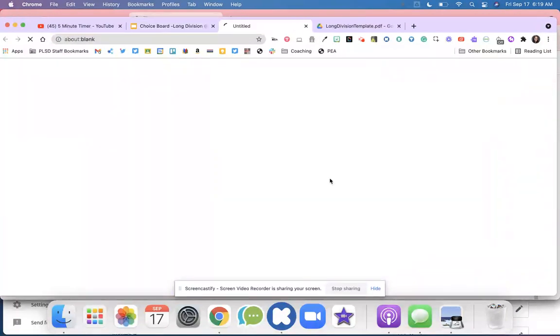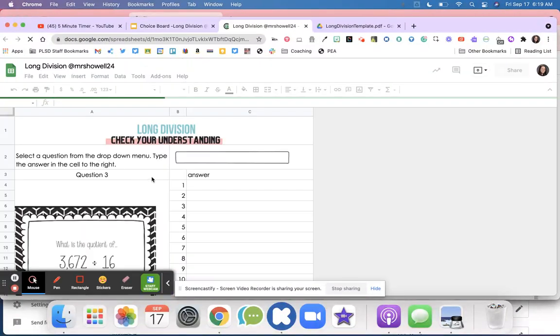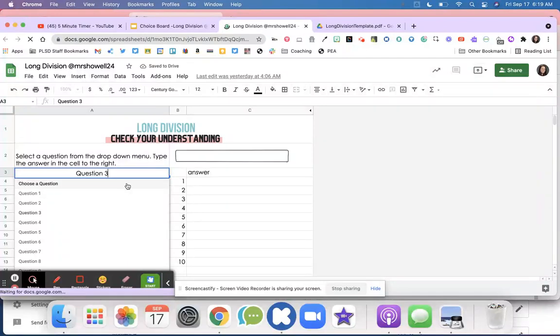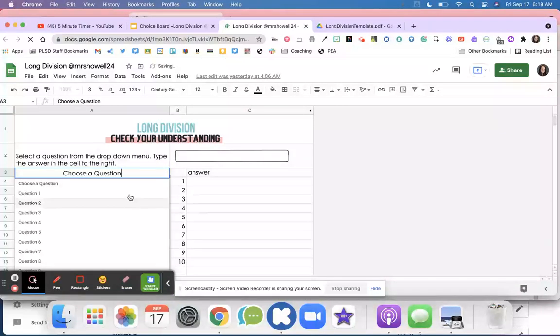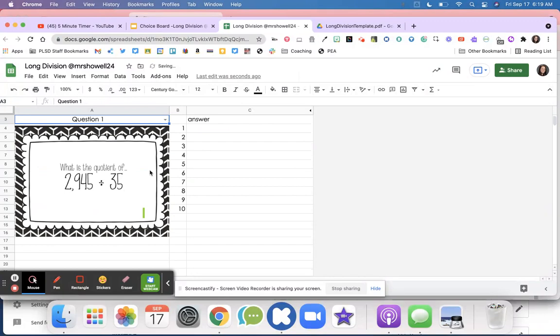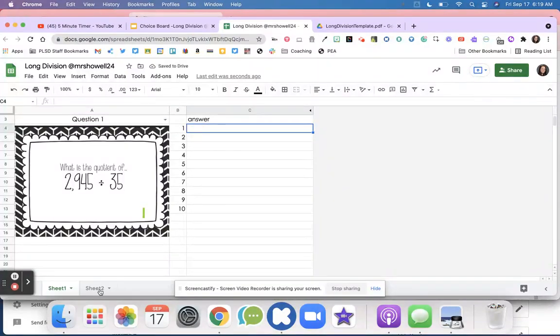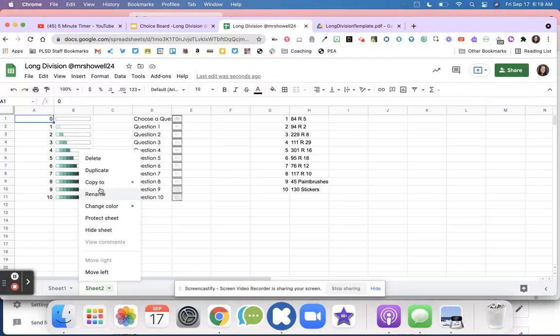So students would complete this digital task card, and on this drop-down menu, they would choose a question. So like question 1, they would solve it on a whiteboard and then they would write their answer. You would also want to hide this sheet because this is what is giving students those answers.